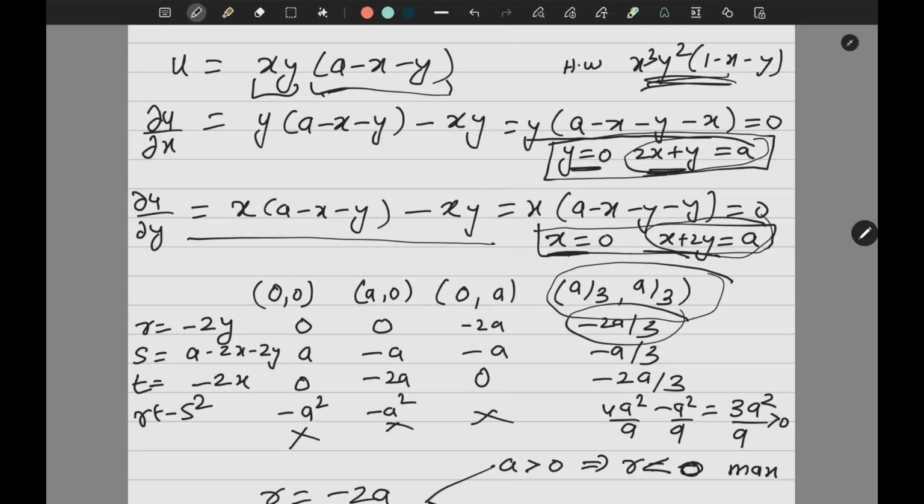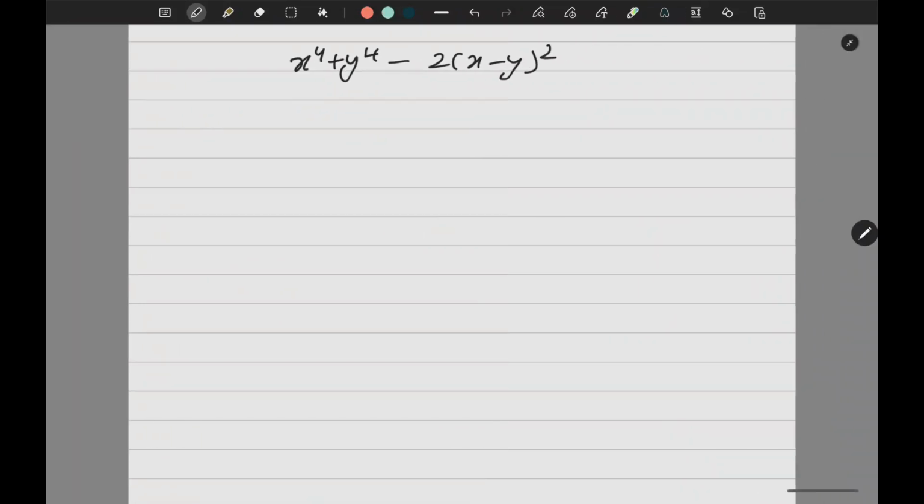In the same way you can do this question, you will get the simultaneous equations like this. And I think the extreme value will be 1 upon 432 something. Right? So, you can try that question. Let's see another question.